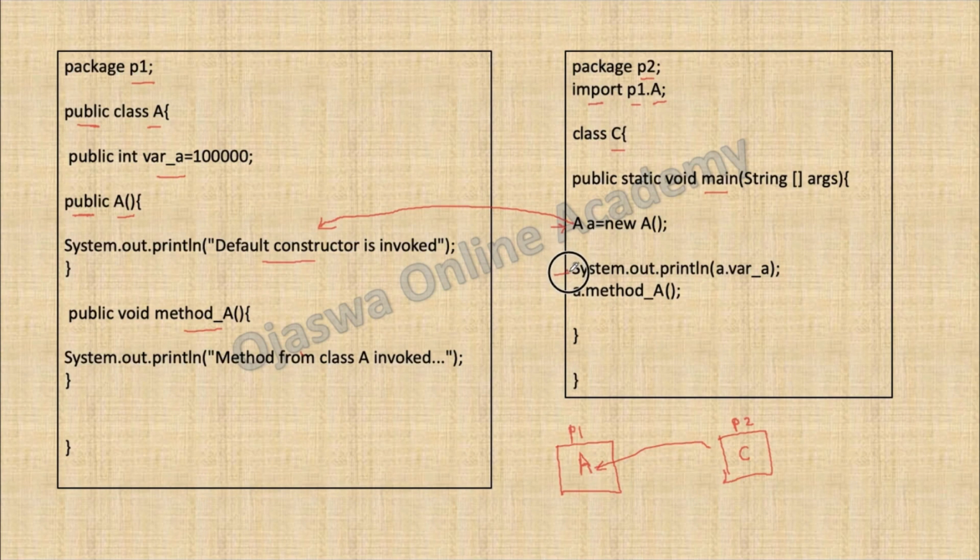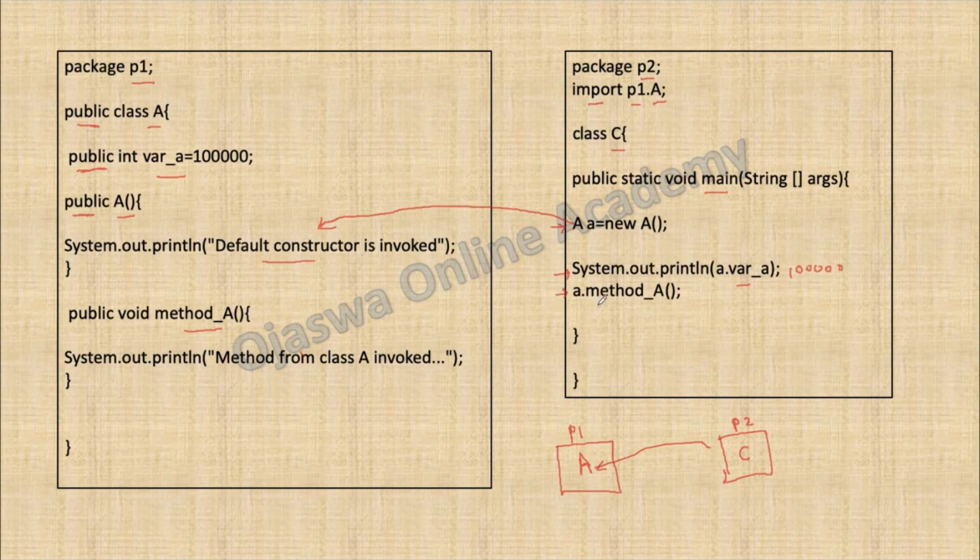Next statement is we are trying to print the instance variable belonging to class A. If you want to access the instance variable belonging to class A, the instance variable should be public. So you need to mention the public keyword preceding the instance variable definition. Only then this variable will be accessible outside the package. So as the variable is public, it is accessible outside the package, inside package P2. So class C can access the variable and the value is printed without any errors.